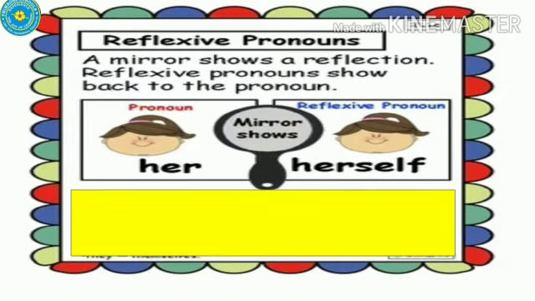Let us move to the next pronoun, which is the reflexive pronoun. And which object shows our reflection? A mirror, right? Now you can relate this word reflexive well with the help of the mirror. As a mirror shows a reflection, reflexive pronouns show back to the pronoun. Now for example, her, herself.